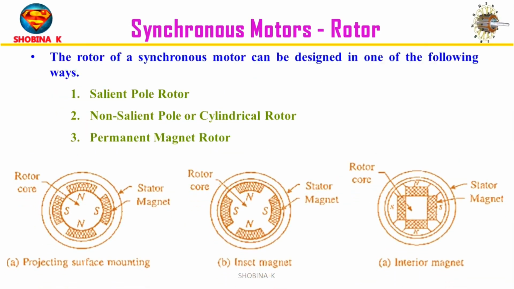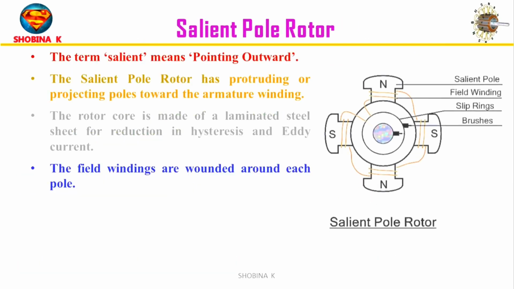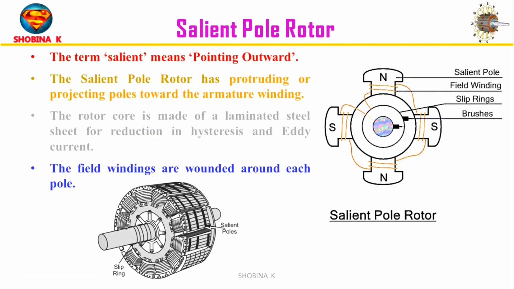There are three types of rotor construction in synchronous motors: the salient pole rotor, the non-salient pole rotor or cylindrical rotor, and the permanent magnet rotor. The term salient means pointing outward. In this type, the poles protrude from the rotor surface. Here, the rotor core is made up of laminated steel sheets for reduction in hysteresis and eddy current. The field windings are wound around each pole.